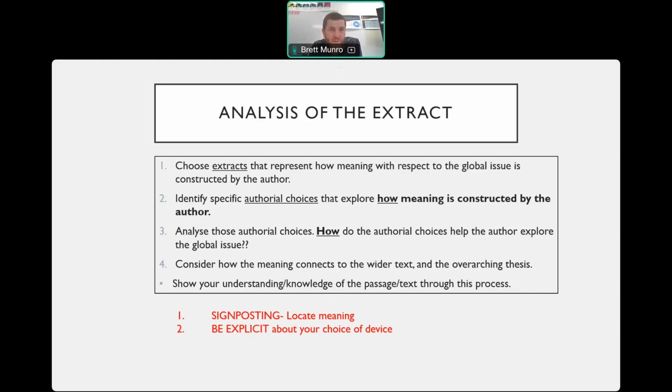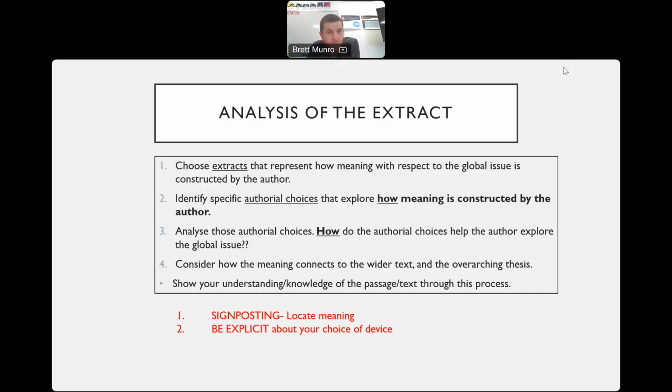You must choose extracts that represent how meaning with respect to the global issue is constructed by the author. You should identify specific authorial choices that explore how meaning is constructed. You should analyze those authorial choices. How do those authorial choices help the author to explore the global issue? You should consider how the meaning connects to the wider text and the overarching thesis, and you should show your understanding and knowledge of the passage/text through this process.